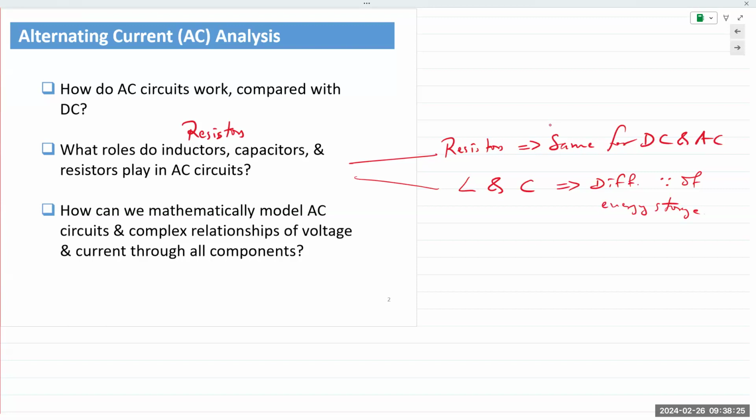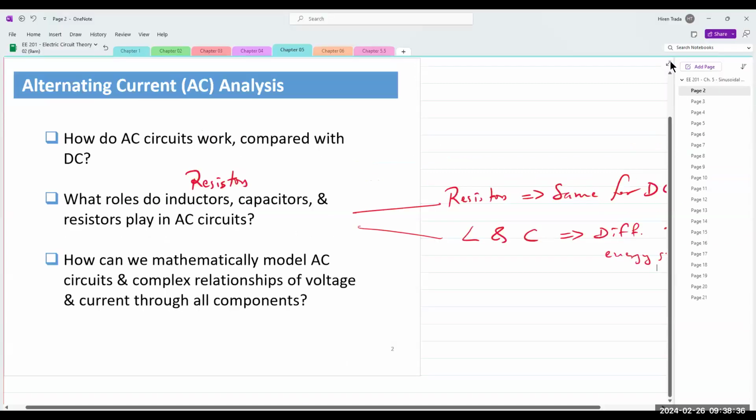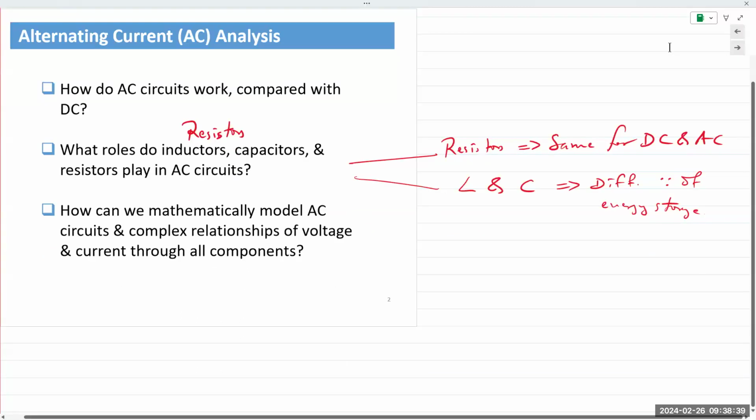Professor? Yes. Have you posted these slides to the OneNote? Yeah. I cannot see them for some reason. Yeah, it's probably not refreshed or something, but we are in OneNote. Okay, cool. Thank you. Yeah.